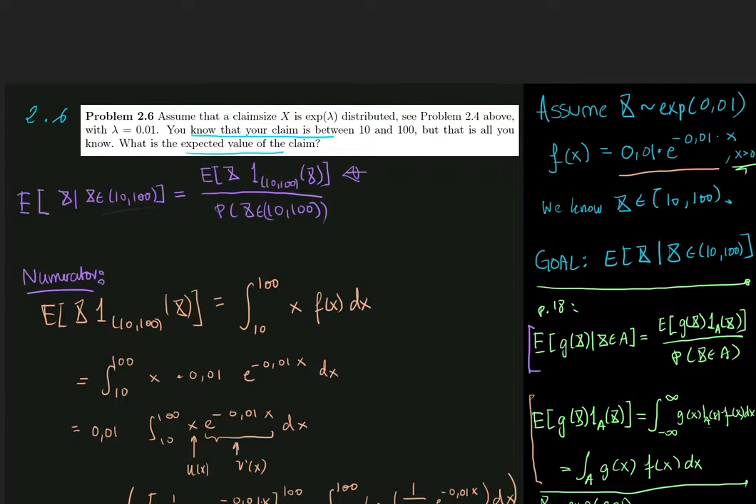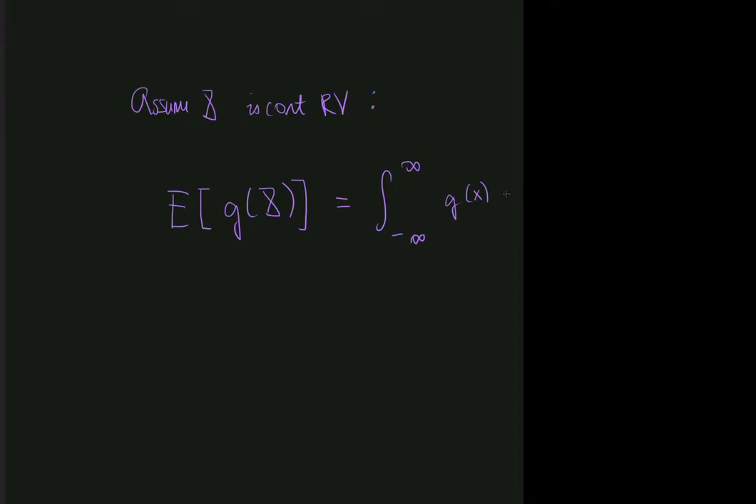maybe I should write this somewhere else. Let's see. So, I don't know where to write. Just write this here. That in general, if I want to find the mean of some expression of x, where x is continuously distributed, so we assume that x is a continuous random variable, then the mean of an expression of x is given by the integral of g of x multiplied by the density of x.